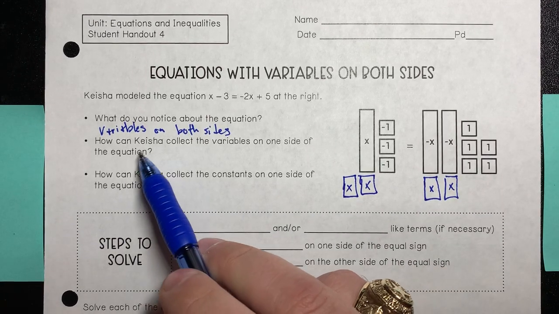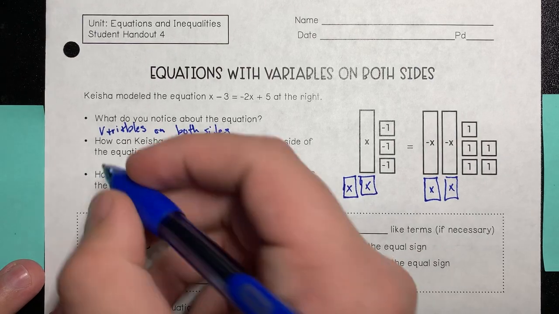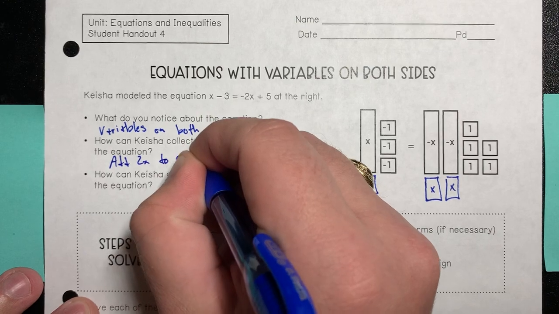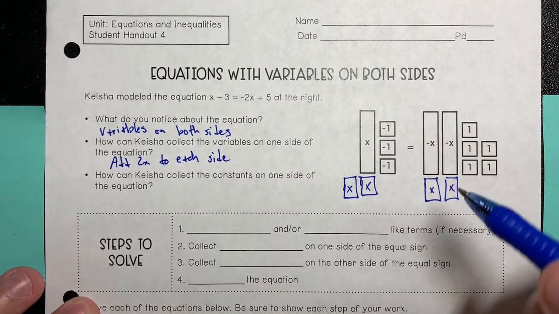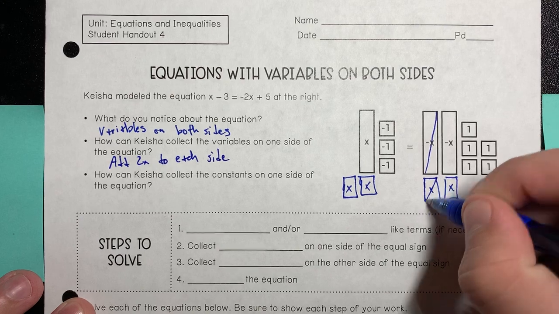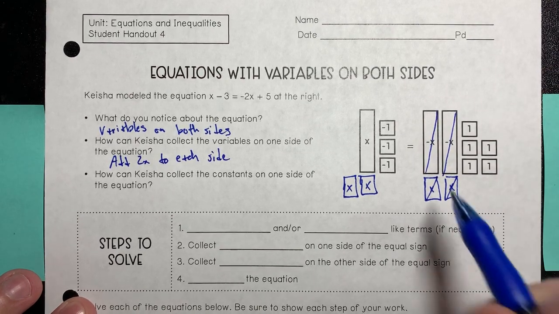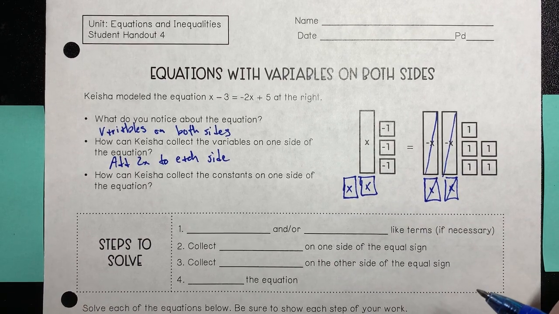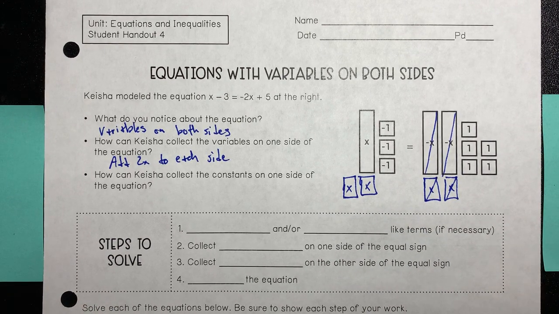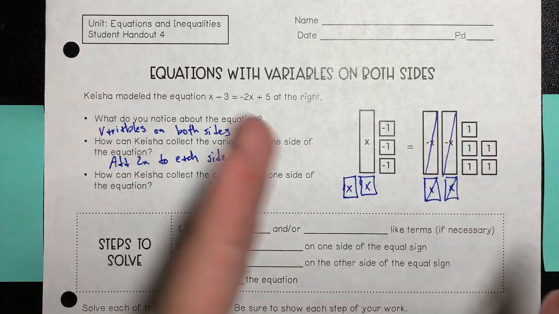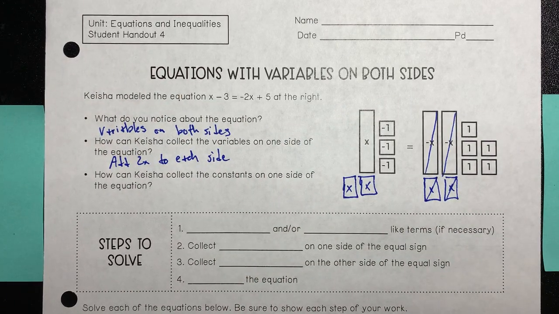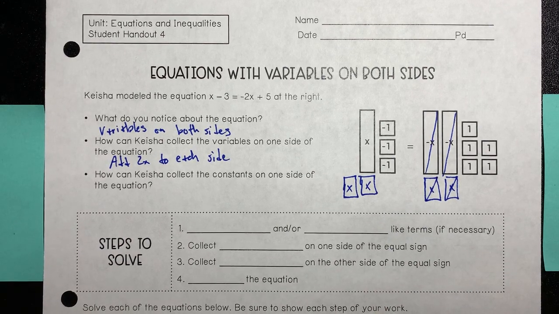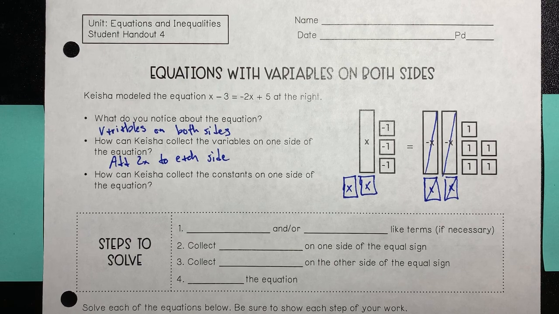So going back, it says, how can Keisha collect the variables on one side? We can add 2x to each side. And what that does is this cancels out, leaving us with only variables on one side. That's what we're going to try and do whenever we solve with variables: we want to get the variables on one side and the constants on the other. Whatever variable we're solving for needs to be on one side and everything else needs to be on the other side. So now the third question asks, how can Keisha collect the constants on one side of the equation?